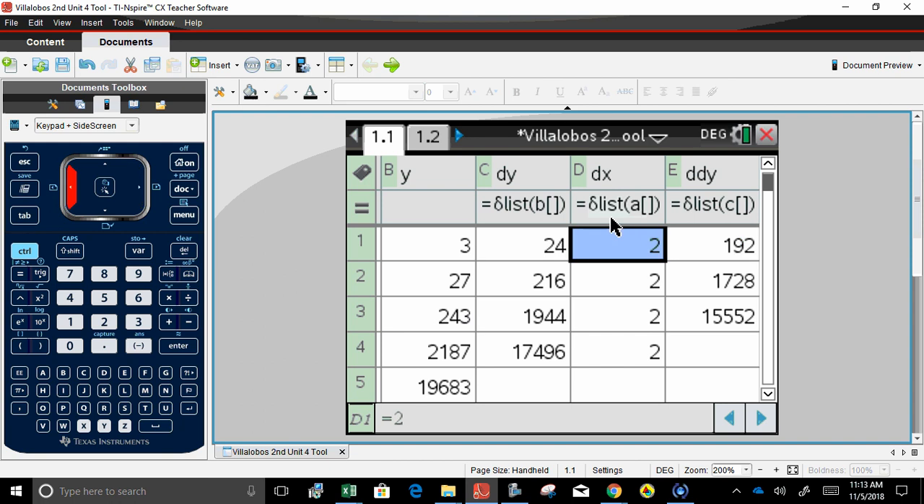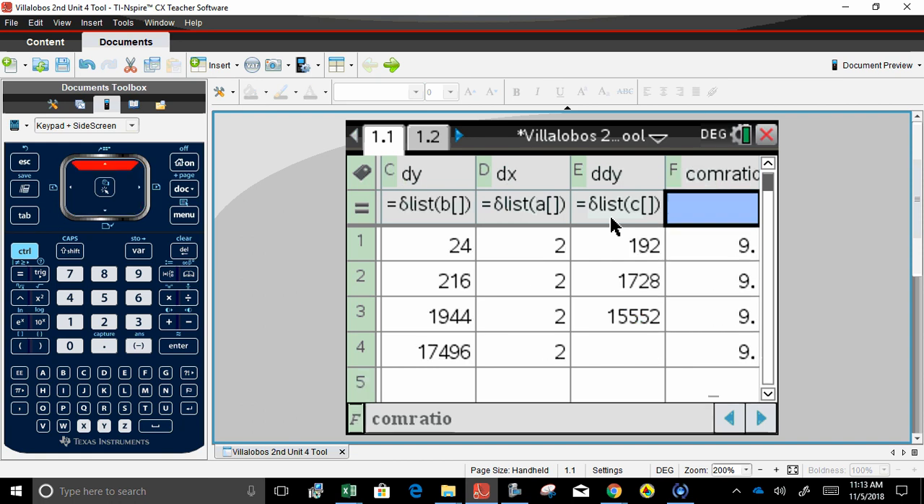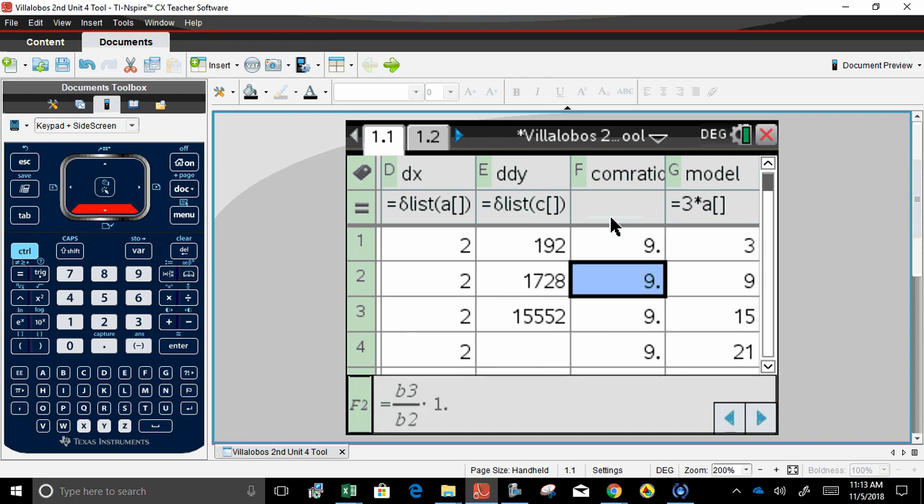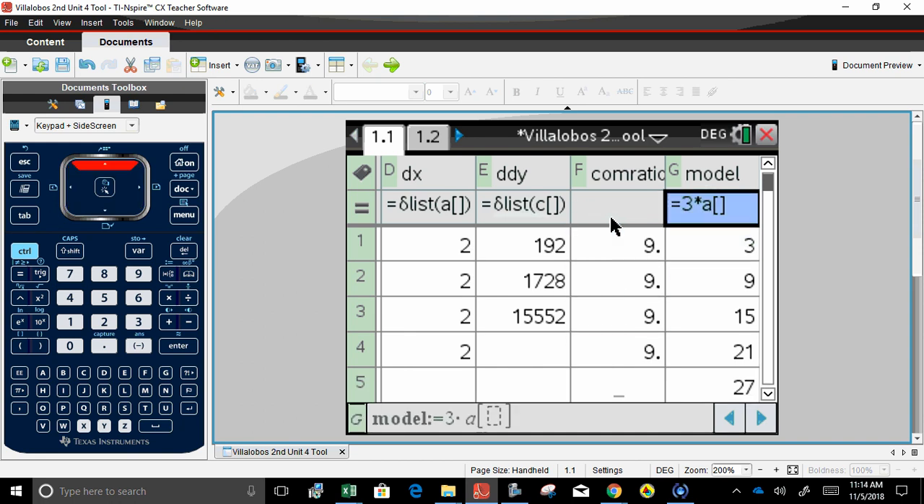Now let's look at the change in the change. It's also growing fast. So no matter how many times I try to subtract the differences, I cannot use finite differences to find that. That tells me that it's not going to be linear, quadratic, or cubic. It's going to be, hopefully, maybe exponential. And look at that. We have a common ratio of 9. Excellent. And our model, of course, is not going to work. So let's change our model.